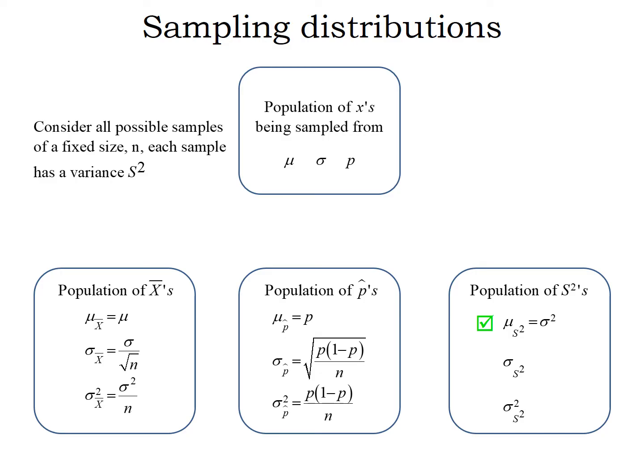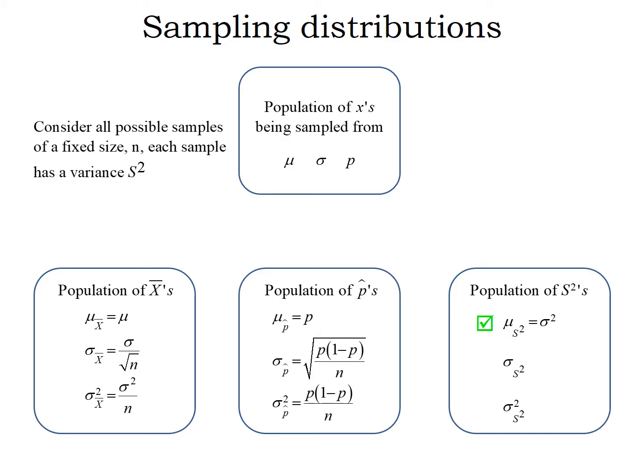So far, these 7 parameters we've talked about, the 3 for x bar, the 3 for p hat, and the mean of s squared, they always exist regardless of the population we're sampling from, regardless of whether that population is discrete, continuous, skewed left, bimodal, uniform, does not matter.